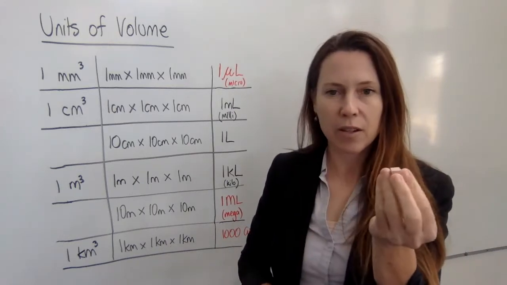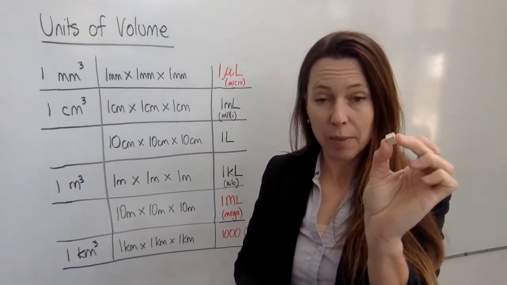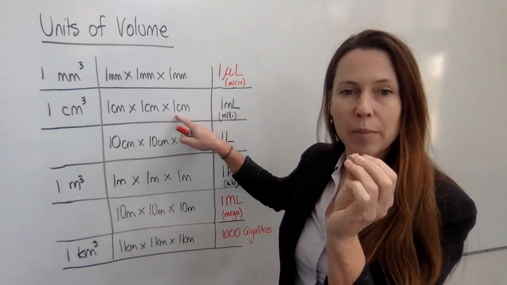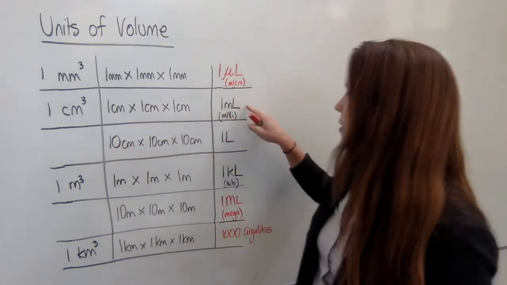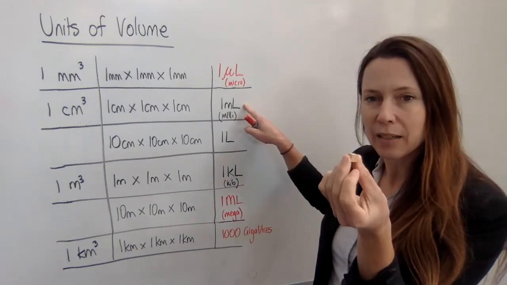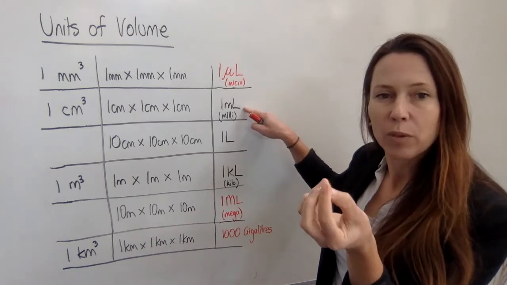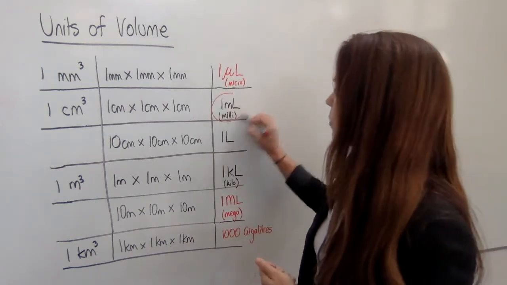So it's handy to know that 1 cubic centimetre looks like this, and to know that it's 1 centimetre by 1 centimetre by 1 centimetre in size, and that this is 1 millilitre. So if I put fluid into a little tiny container this big, that's how much it would hold. So these are really important ones to know.